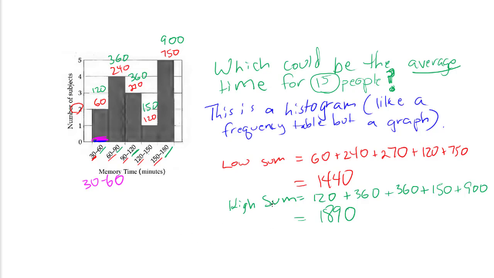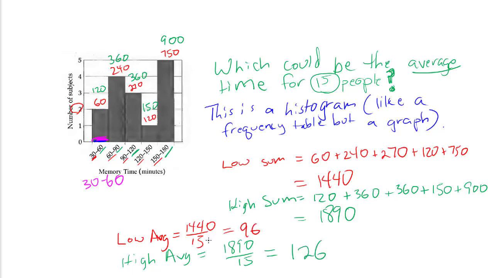So let's check my low and high. My low average is the sum 1440 divided by 15. My high average is 1890 divided by 15. And that low, 1440 divided by 15, is going to be a little less than 100. Works out to exactly 96. The high is going to be a little more than 120. Works out to 126. My answer must fall within the range of 96 to 126.